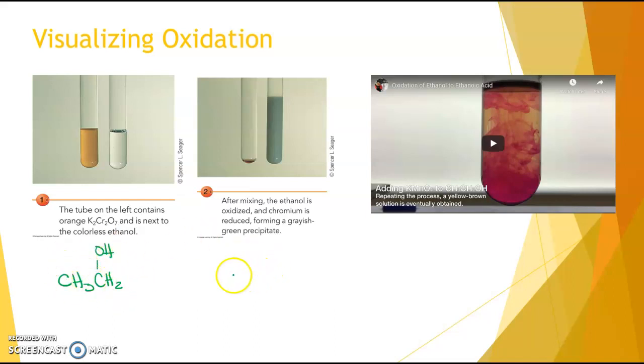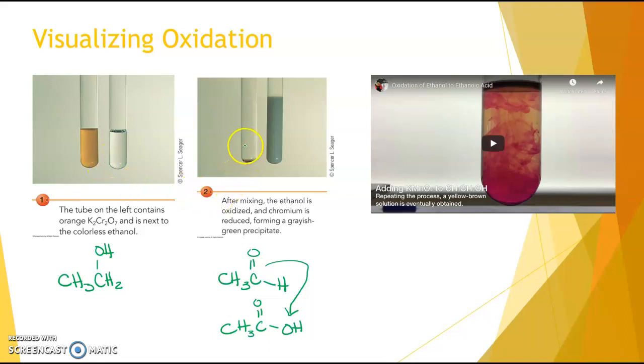Instead of having ethanol, I probably have an aldehyde, because a primary alcohol can be oxidized to an aldehyde, but I also might have a carboxylic acid, because aldehydes themselves can be further oxidized. So you can start with an alcohol and get all the way to the carboxylic acid. And we can see evidence that that happened at the macro level by this color change.